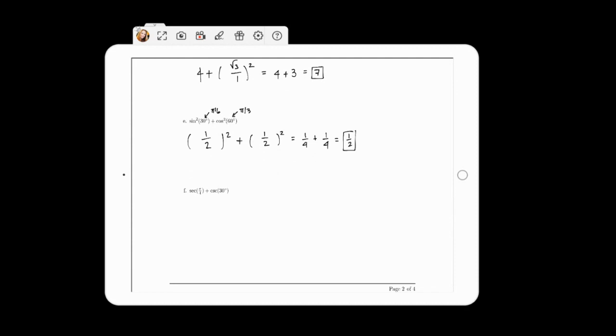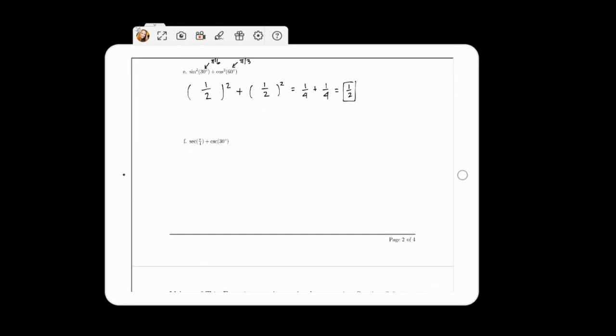and finally we have the secant of pi over 4 plus the cosecant of 30. So I will write these as reciprocals, and I will rewrite the 30 in terms of radians. So this is 1 over the cosine of pi over 4 plus 1 over the sine of pi over 6.